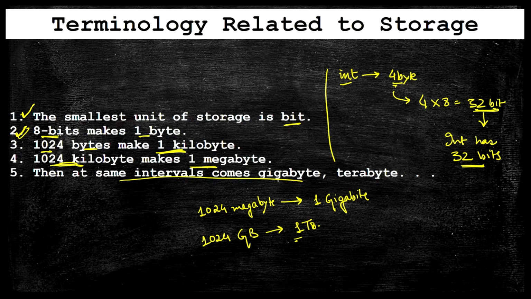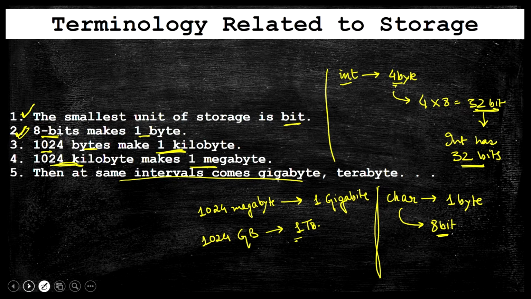Similarly for char, if you consider the example of char, how many bytes does char take? Char takes 1 byte for all systems, right? So 1 byte consists of 8 bits, so char has 8 bits indirectly, right? So these were a few storage related terms, or units of storage.